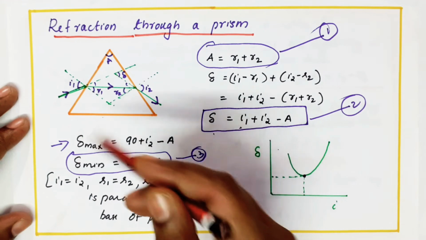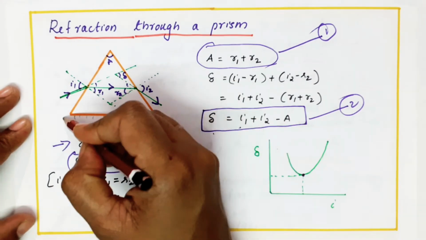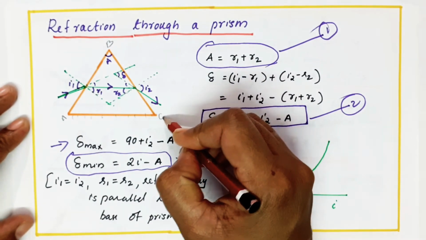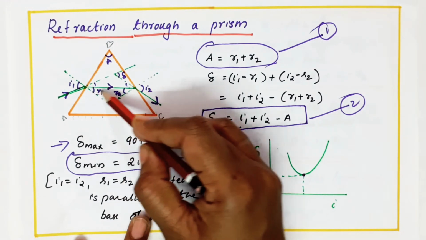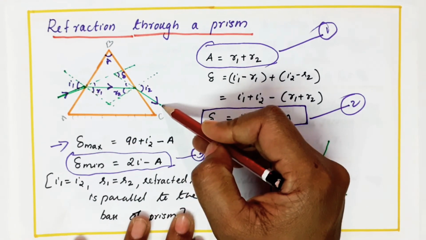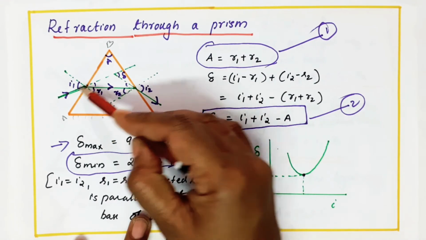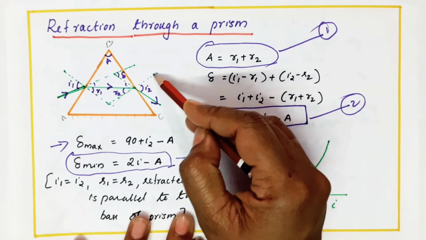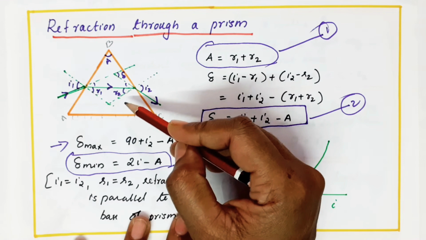This is a prism. In this prism, AB is your first refracting surface and BC is your second refracting surface. The light ray is incident on this surface, gets refracted, and emerges like this. If you draw a normal, this is the angle of incidence, the angle of refraction. The light ray emerges like this. Here also you draw a normal. This is your I2, this is your R2.